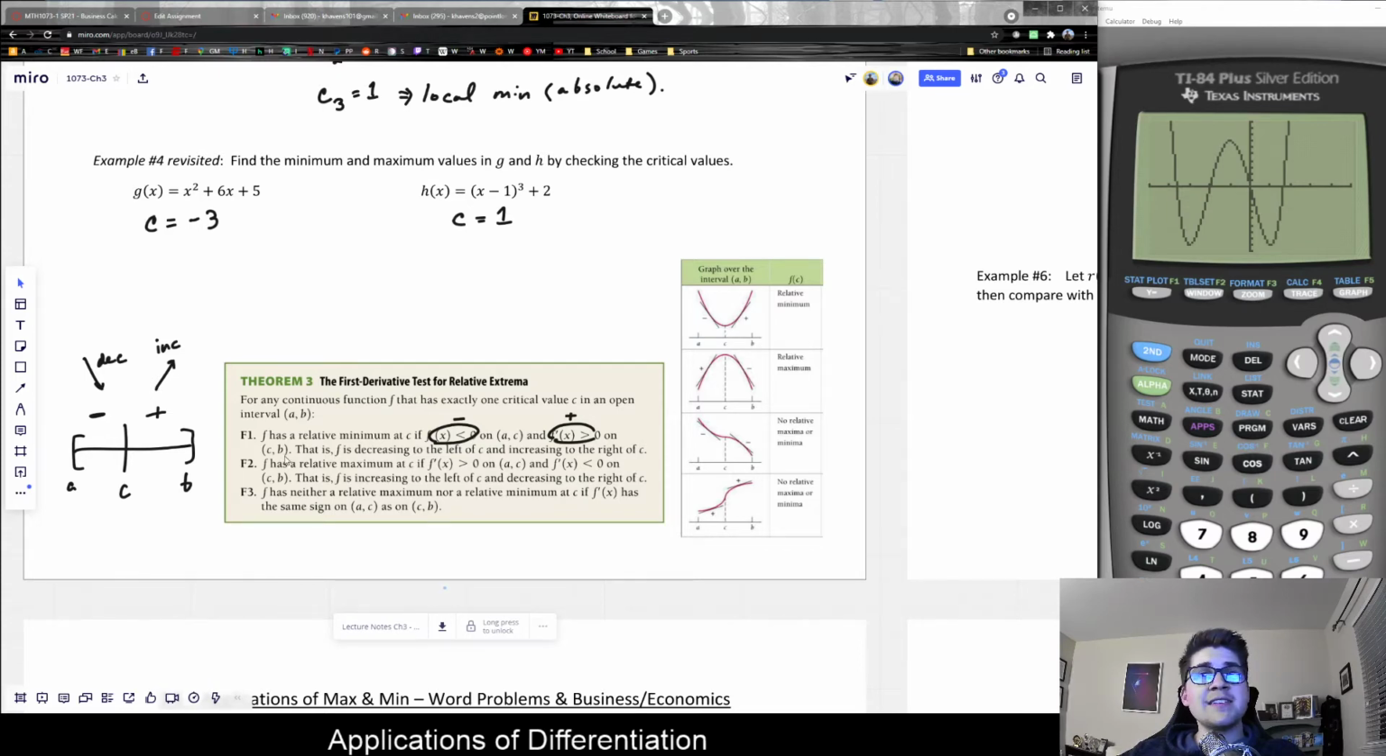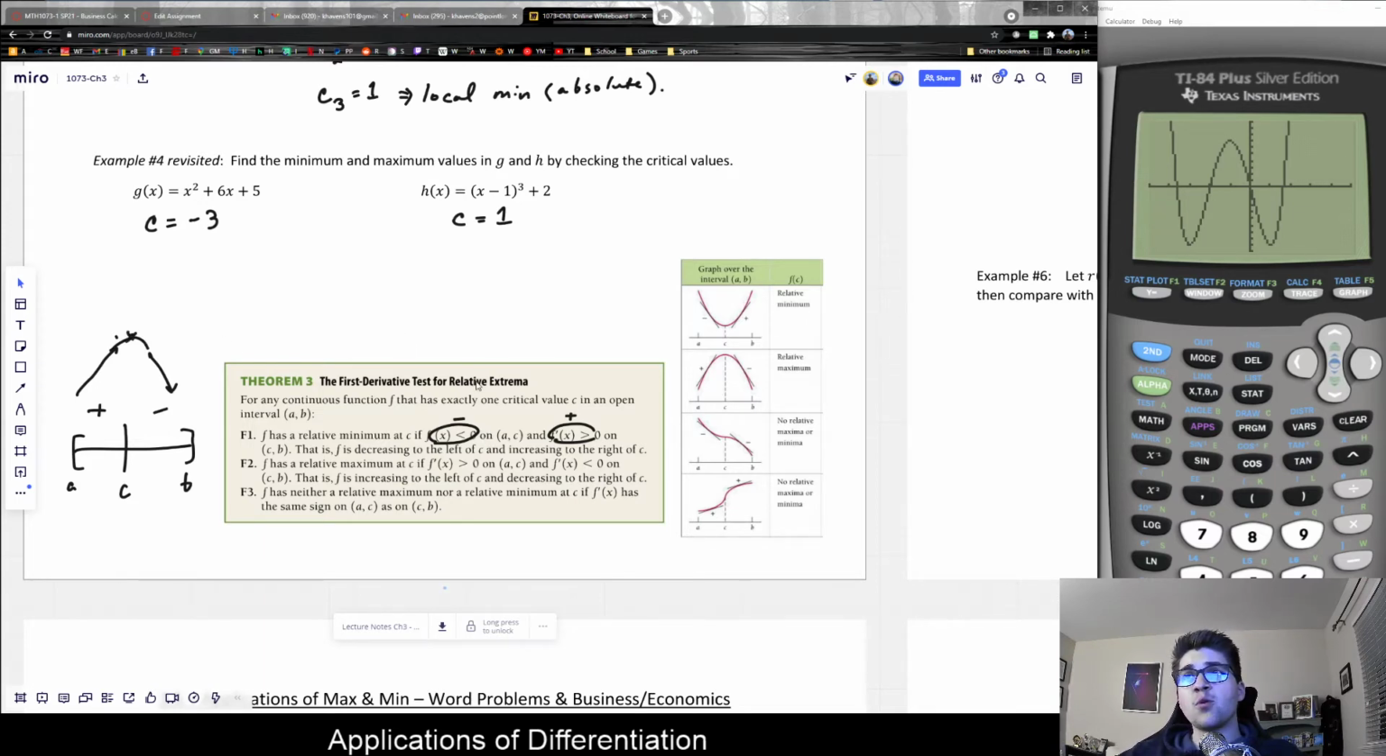And the second part of this is exactly the same logic. It says it has a relative maximum instead if it has a positive derivative on the left, meaning that the function is increasing over here, going upwards, and the derivative is negative on the right interval, meaning going downward, negative derivative over here. Again, if it's changing from positive to negative, that implies there's going to be a maximum at that point.